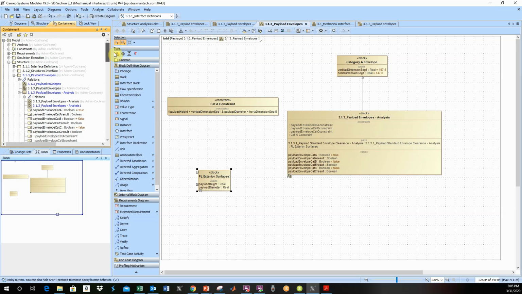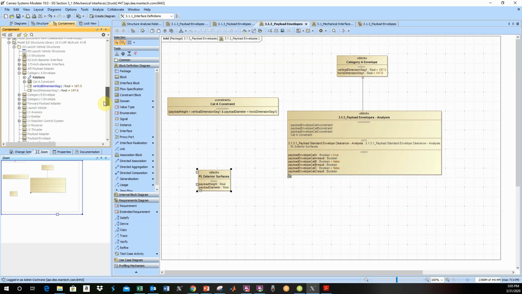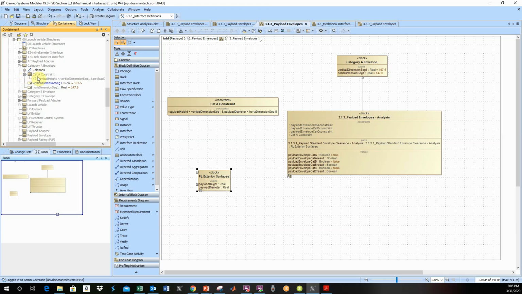Once I did that, you can see that the payload envelopes analysis inherits these two value properties from the structures block, vertical dimension, horizontal dimension. And I also created, if I go back here to the library, a constraint block. That constraint block is called cat A constraint, and it has this constraint in it: payload height less than vertical dimension segment 1, and payload diameter less than horizontal dimension segment 1. So that's a constraint that exists in the library, which is a used project.